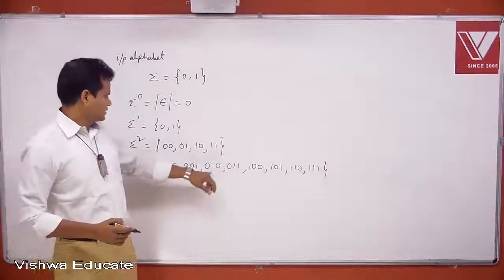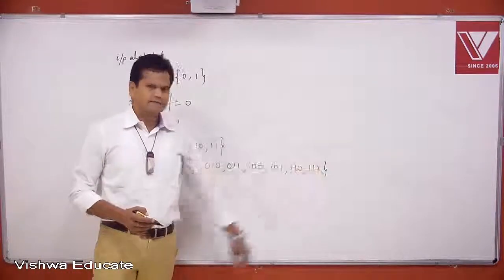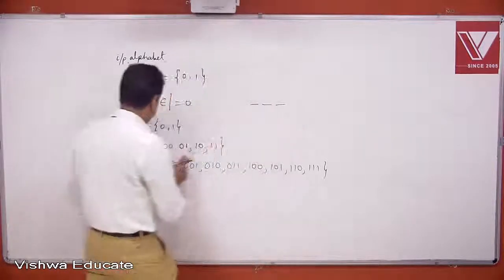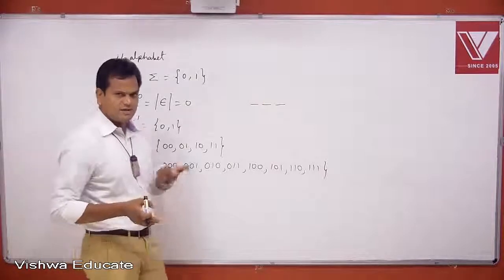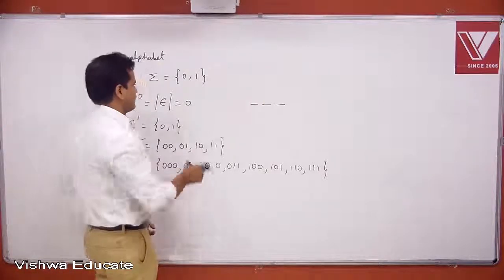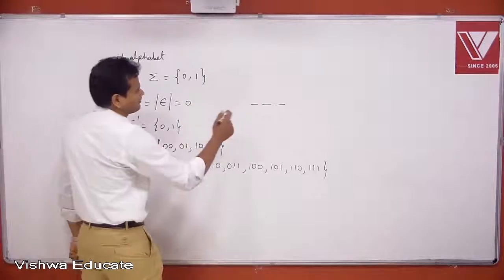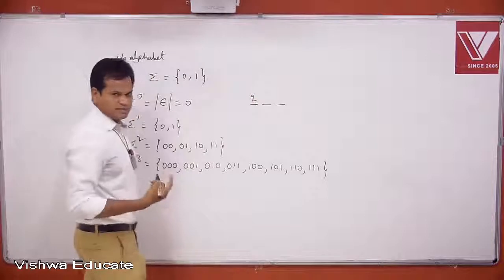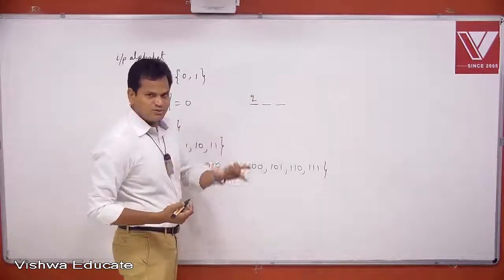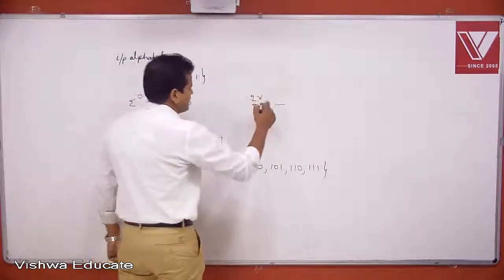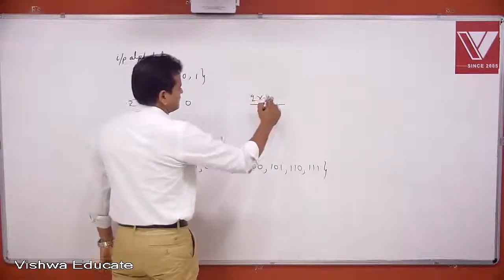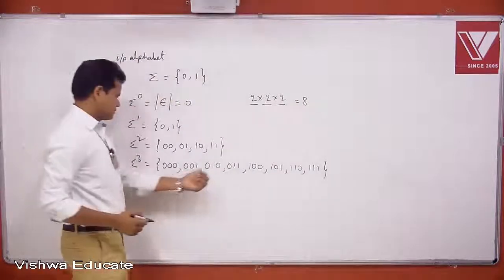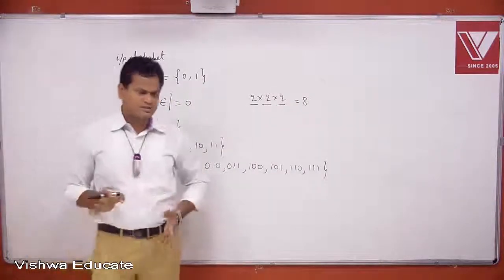1, 2, 3, 4, 5, 6, 7, 8. Yes, see, we want the length 3. Sigma cube means it is all strings of length 3. What are the inputs here? 0 and 1. So here you can take either 0 or 1, so you can fill this place in two ways. And again this can be 0 or 1, two ways. Again 0 or 1, two ways. So 8 strings will be there. So these are the 8. I think you understood this one.